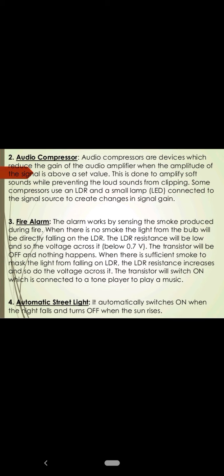The second use of LDR is as an autocompressor. Autocompressors are devices which reduce the gain of the audio amplifier when the amplitude of the signal is above a set value. This is done to amplify soft sound.